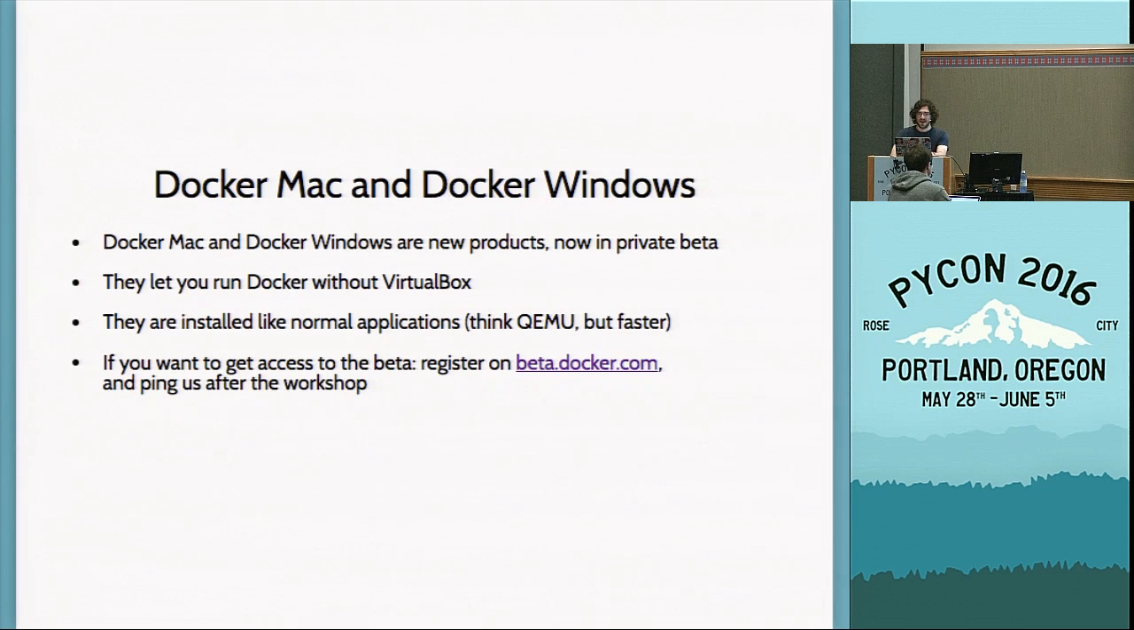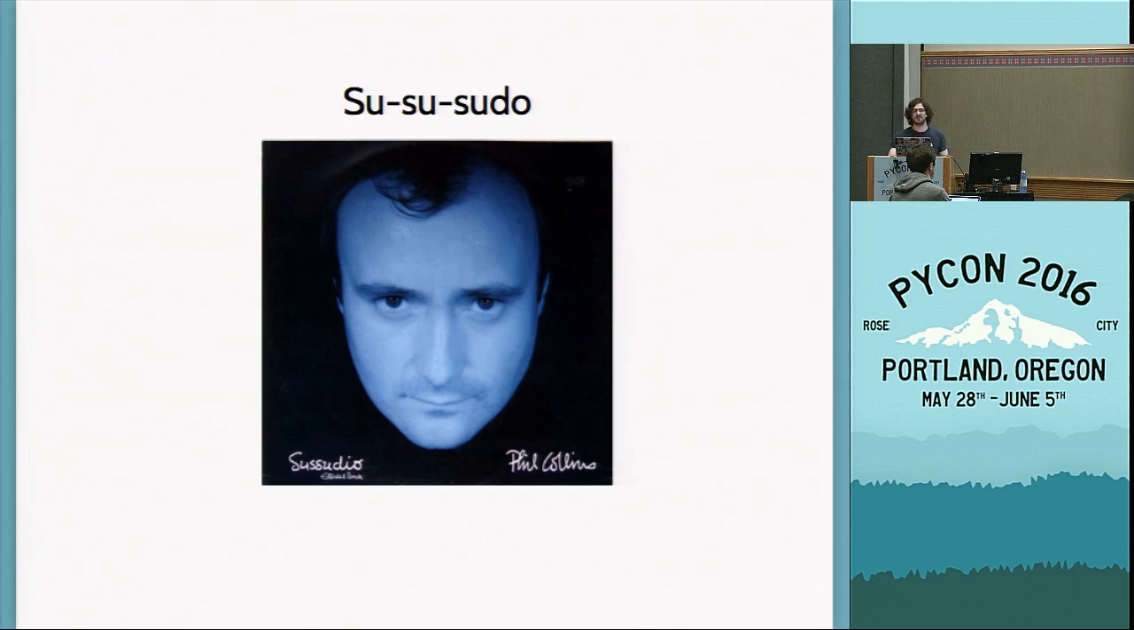Okay. We have something called Docker Mac and Docker Windows. This is something after the Docker Toolbox. If you're interested to be in the beta of this, it's a kind of better integration between OS X, Windows, and Docker. Contact me after the tutorial, and I can get you into the private beta for that because it's pretty cool.